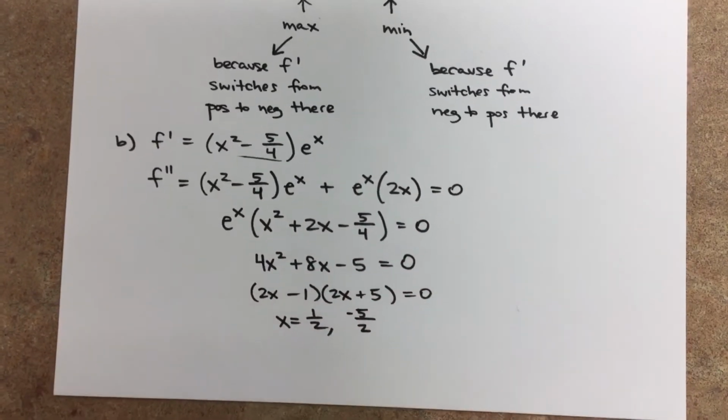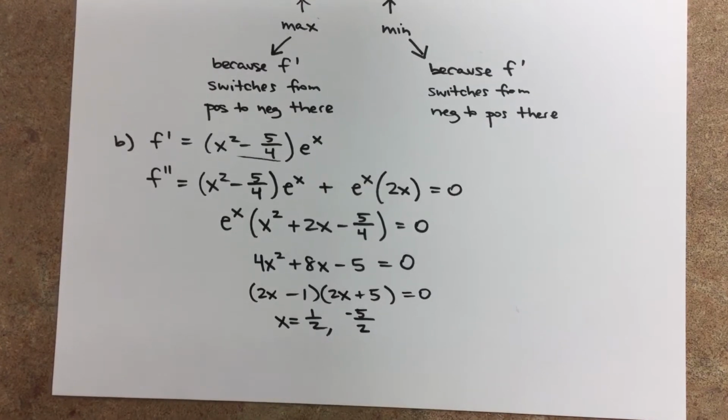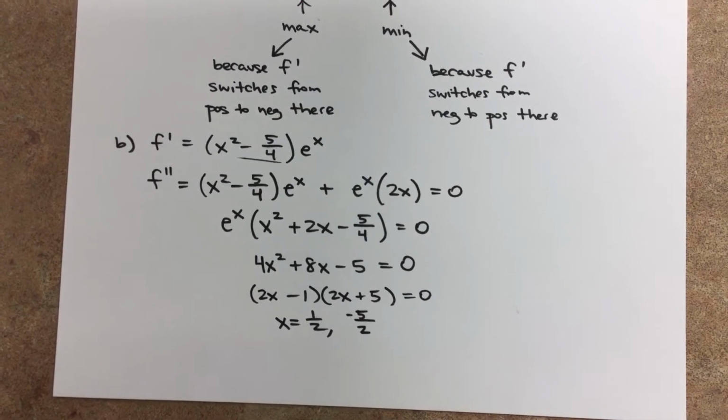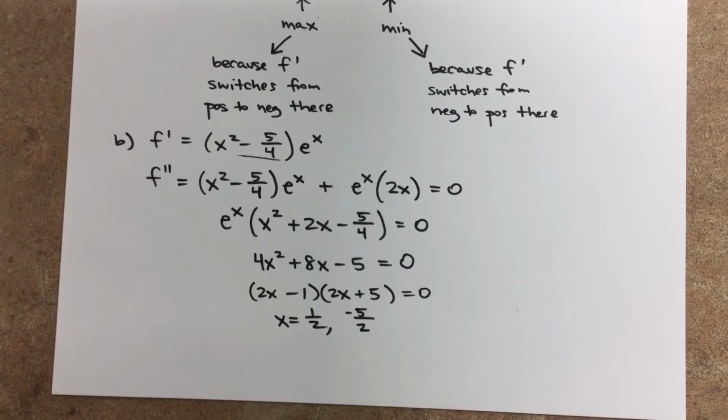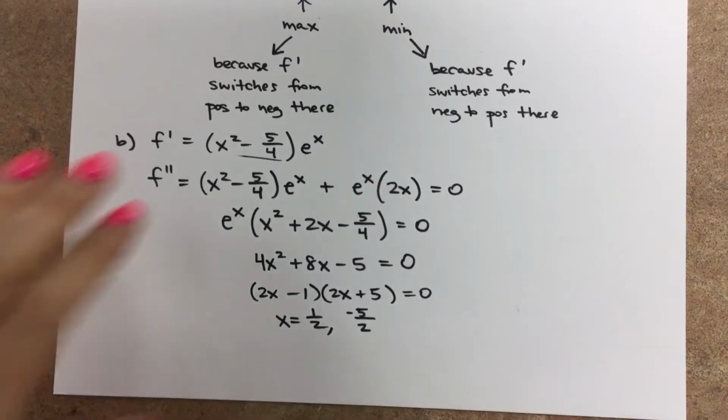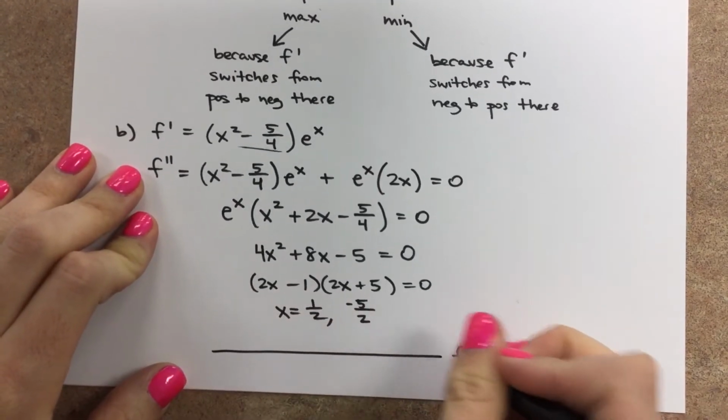So those are where your second derivative is equal to 0. We call those potential inflection points. They might end up being inflection points, but you need to confirm that you actually see a sign change there. All right, so we're going to set up a sign chart for f double prime.